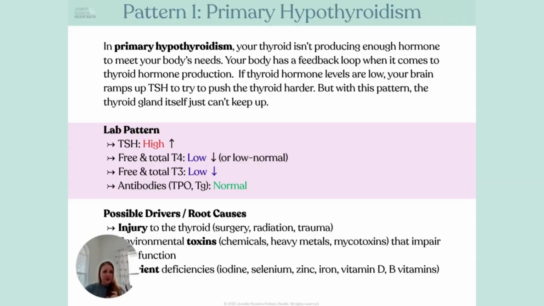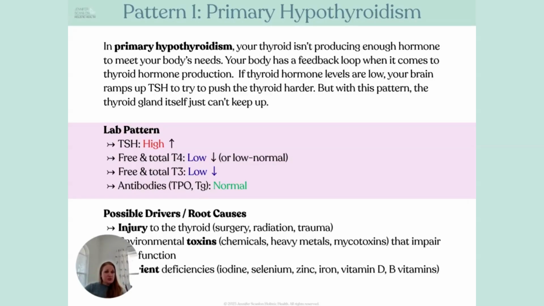So on your lab work, you're going to see that your TSH is high. Your brain is screaming at your thyroid, make more. But your free and total T4 are going to be low, or maybe on the very low end of the normal range. And then your free and total T3 are also going to be low. Antibodies in this case are likely to be normal.